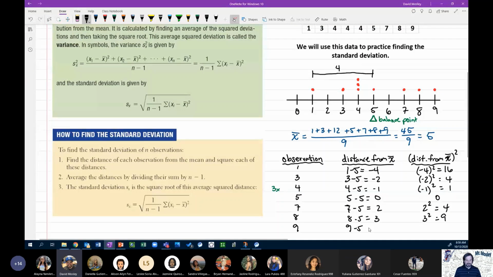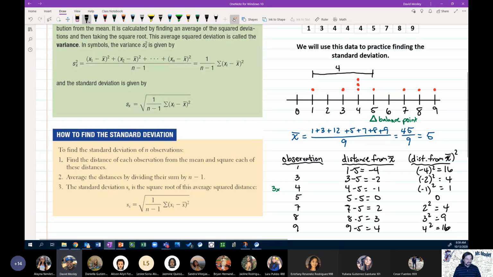And next we have 9 minus 5, 4. All right. So we have all of our distances from the mean and the distances from the mean squared. Right? So now we're looking at how to find the standard deviation.